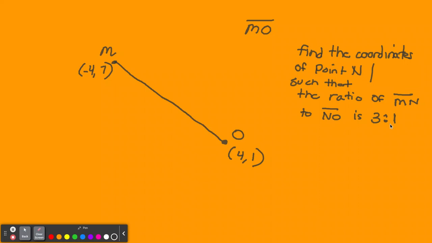So we know MN is longer than NO. So we can put N over there if we want. So again, now over here it's 3 times greater. So what is the total amount? Well, the total amount will be 4x. Last time it was 5x. Now it's 4x. 3x and x is 4x. So pause the tape, see if you can find the coordinates of point N.